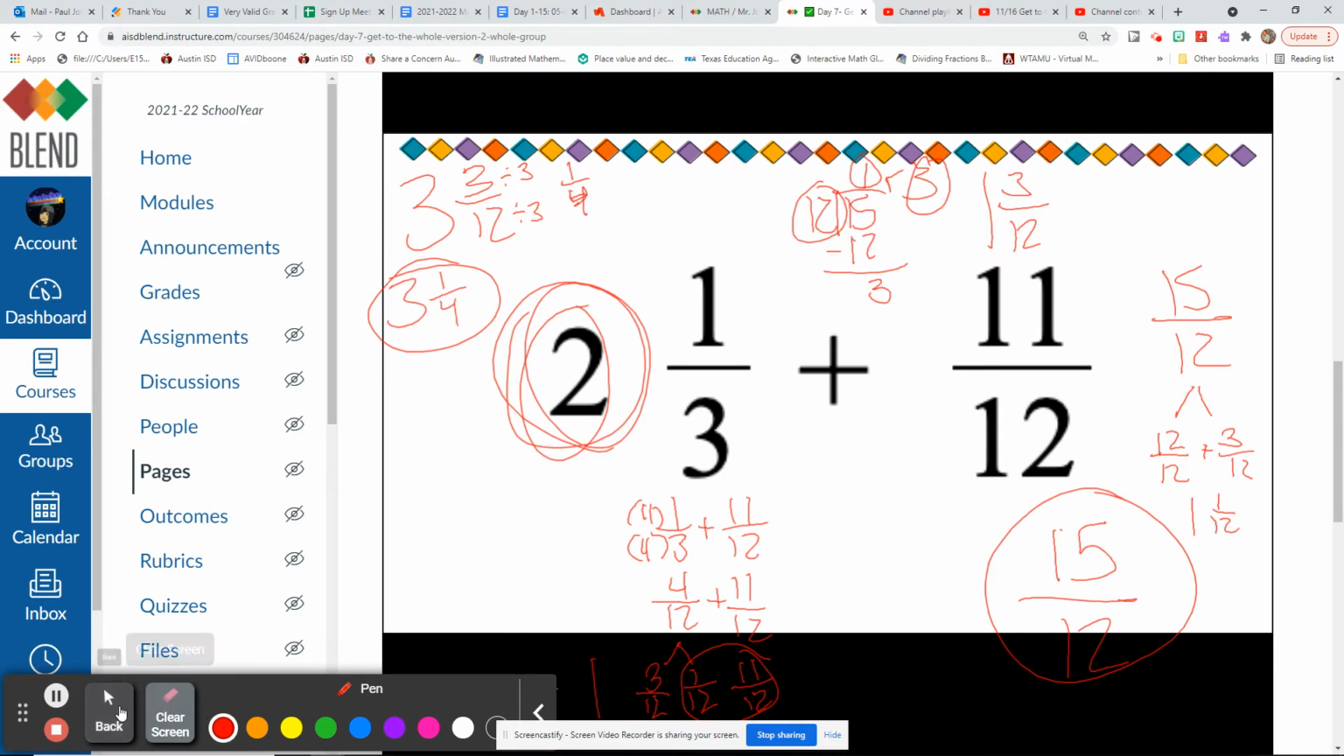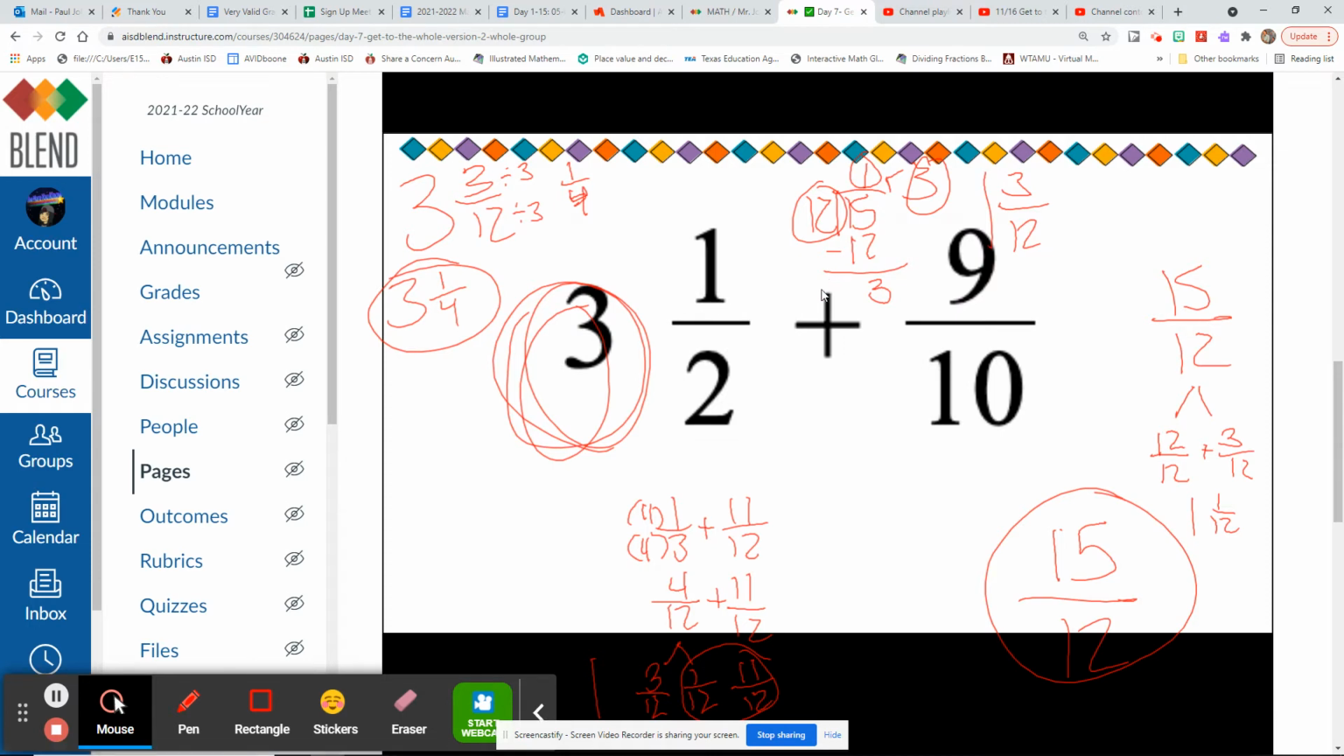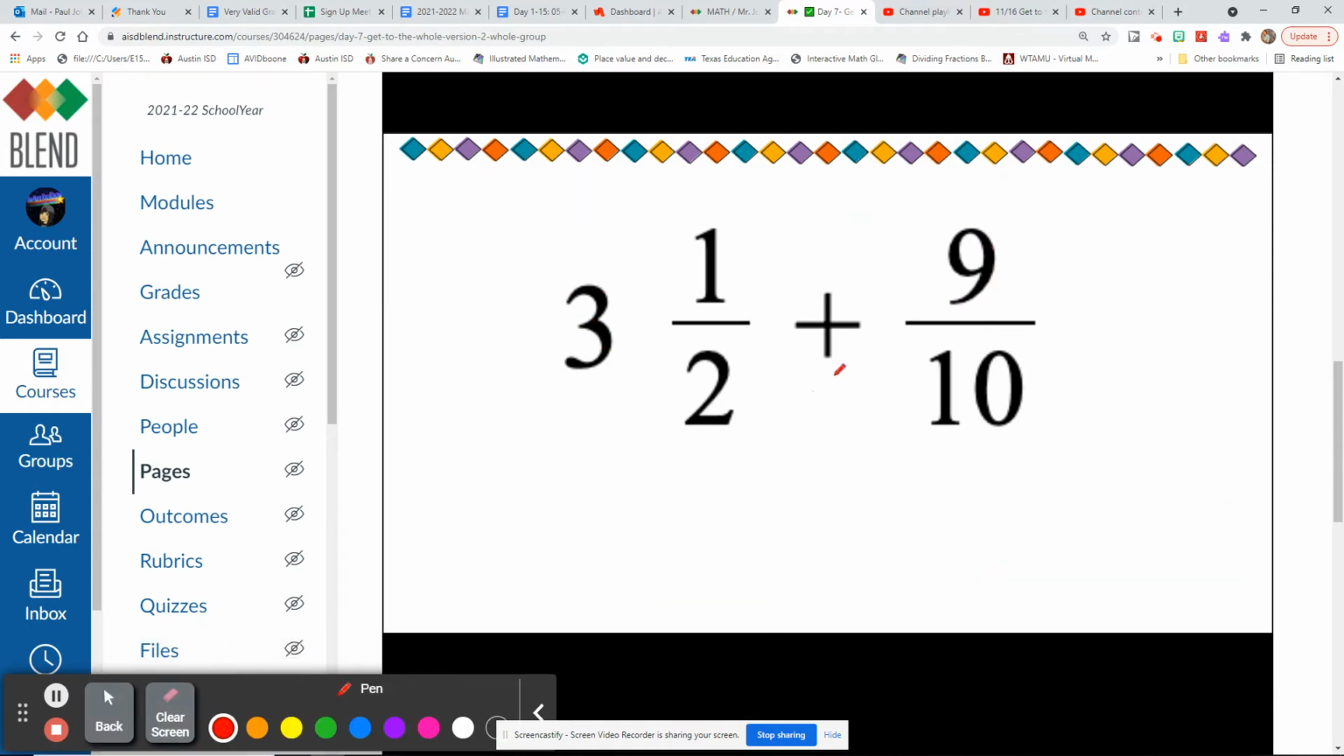All right, so moving on. Oop, I forget to clear this stuff sometimes. There we go. 3 and 1/2 plus 9/10. Once again, let's go ahead and take the 3 off, so we're just looking at 1/2 plus 9/10. If you're thinking about a trick for 1/2 when you're finding a common denominator, this is a shortcut, so if you understand what I'm saying, take it. If we turn 2 into 10, we know that the numerator is always going to be half of the denominator. So 1/2 is the same thing as 5/10.